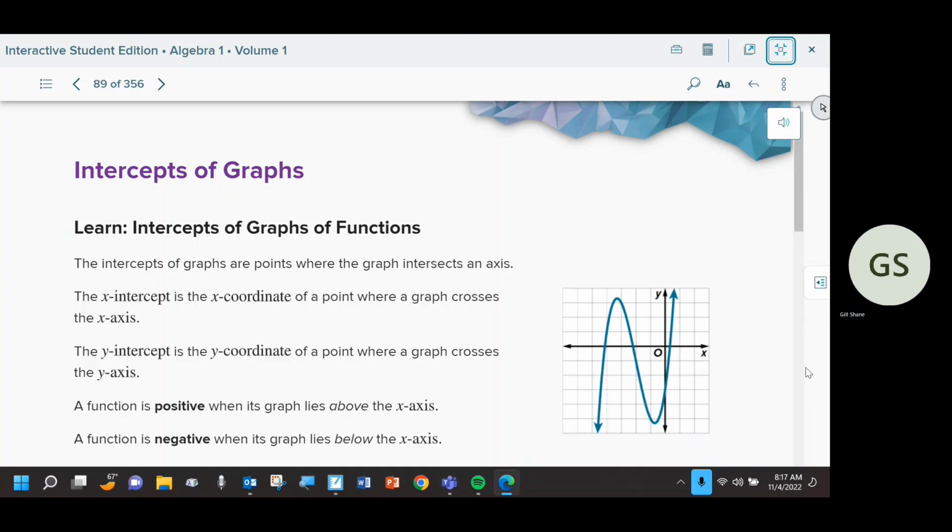The practice and the notes is what's going to allow you to do well on that next quiz. So you have a quiz on Monday. So this will be on there. You know that it's every Monday.